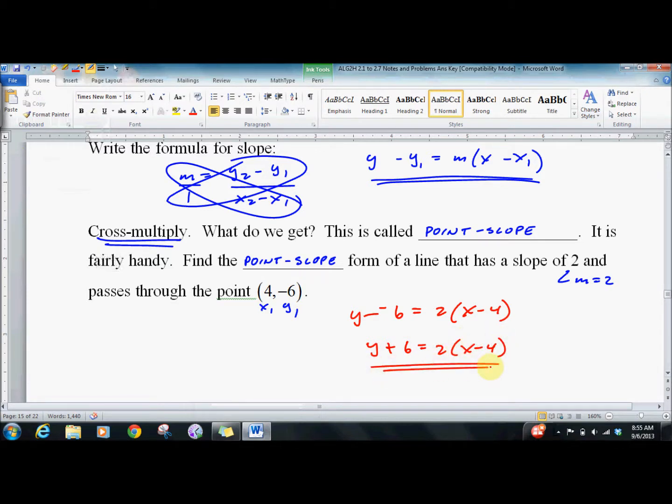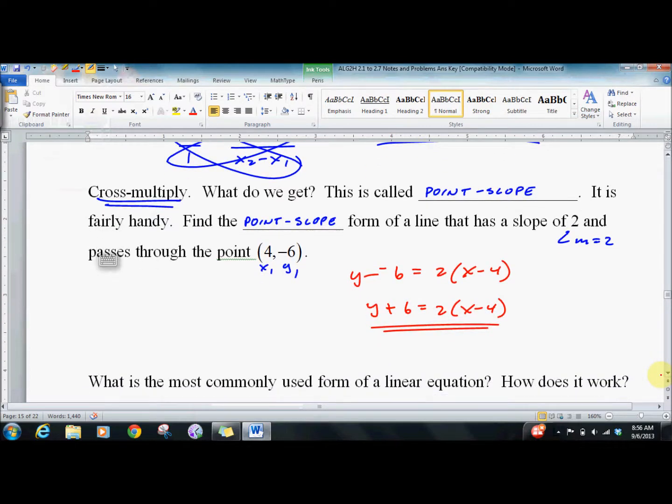That's it. We're done. There's nothing to graph. There's nothing to look at. That is the point slope form. And it freaks a lot of students out because they're quite used to putting it directly into slope intercept, which you can do by solving for b and doing all this nonsense, but this is a very quick way to do it. So that's point slope.